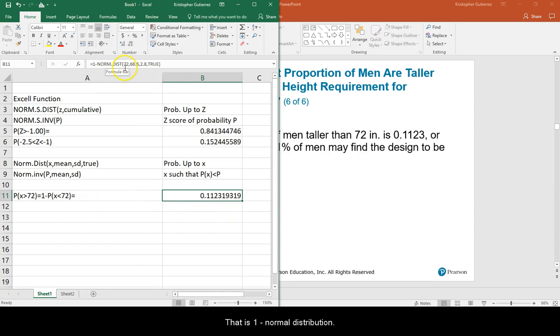And that is 1 minus the normal distribution. And here we have to put the number we're looking at, everything up to that, what the mean is, what the standard deviation is, and again, the true. It will always be true for us.